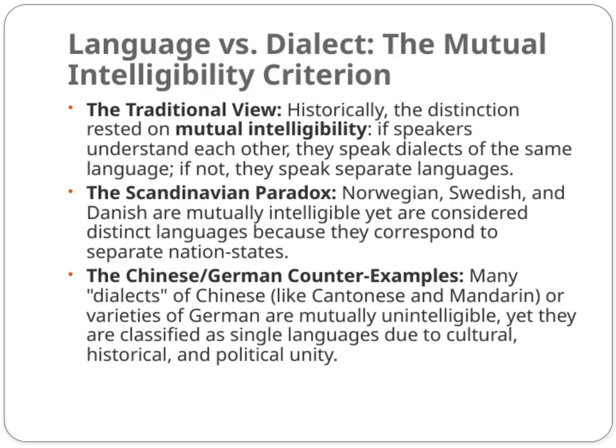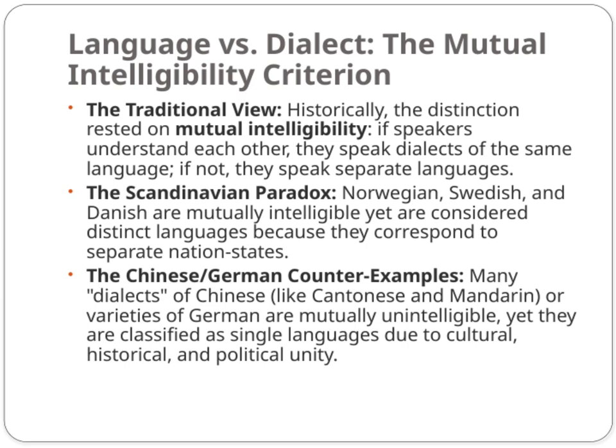Let's take a closer look at how we traditionally differentiate between a language and a dialect. Historically, the key idea was mutual intelligibility. That is, if speakers can understand each other, we tend to say they're speaking dialects of the same language. But if they can't, then we consider them separate languages.